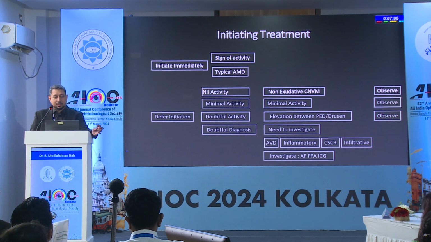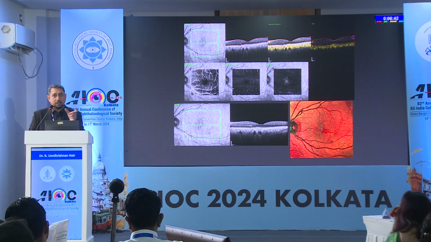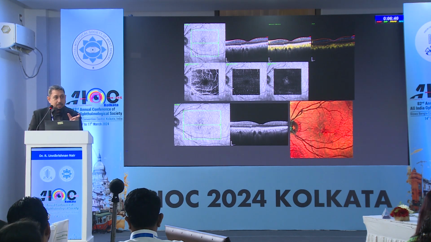So what do you mean by that? You're putting it under AMD, but you're calling it nil activity. You're calling it a non-exudative CNVM. That is, it is an OCTA diagnosis. Looking at the picture, there is no CME, there is no hemorrhage, but on the OCTA, you see a subretinal network. So you have a non-exudative CNVM. It is not inactive, it is just not exuding. So that is your first criterion where you would not treat, where you would just observe the patient.